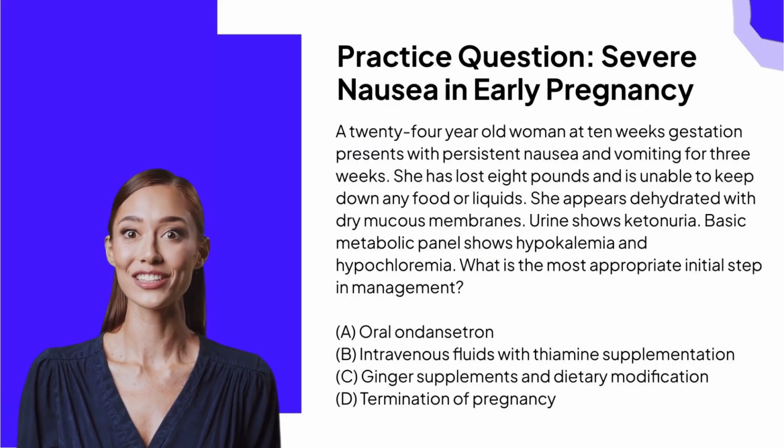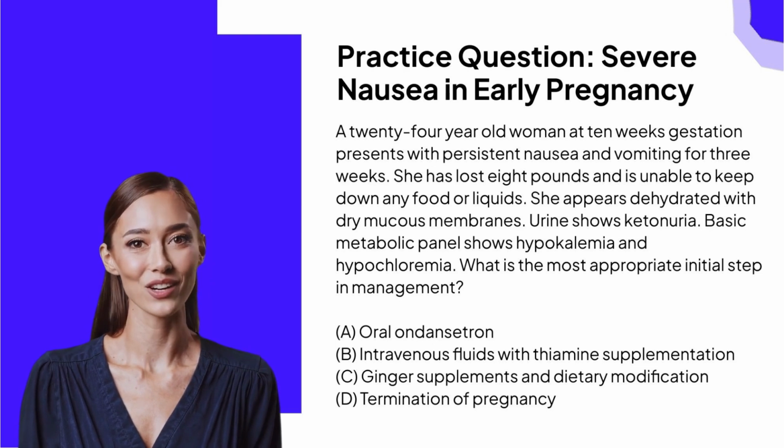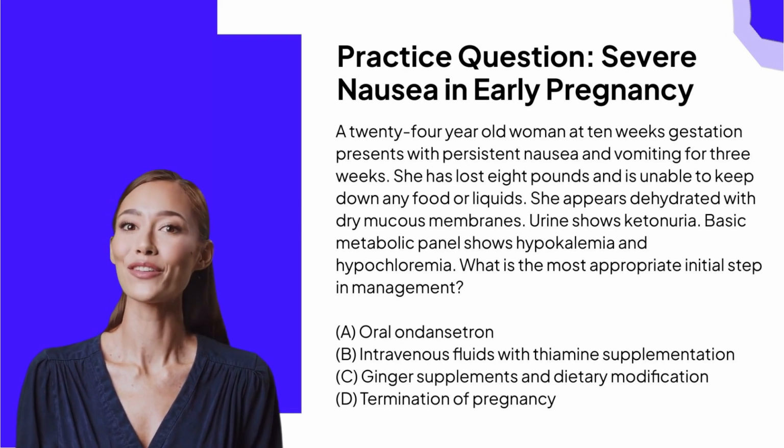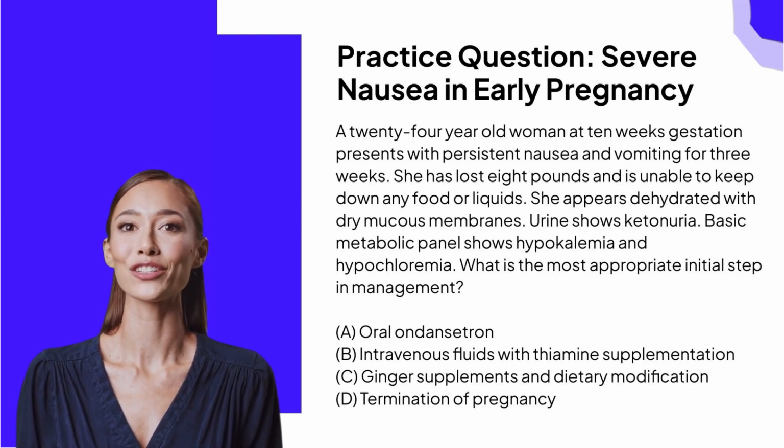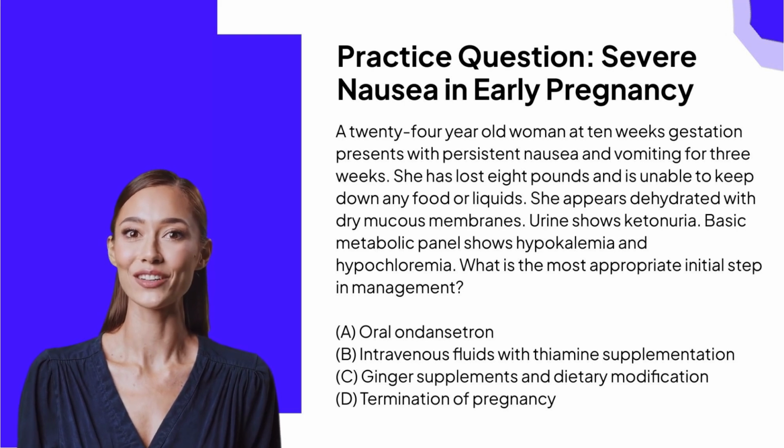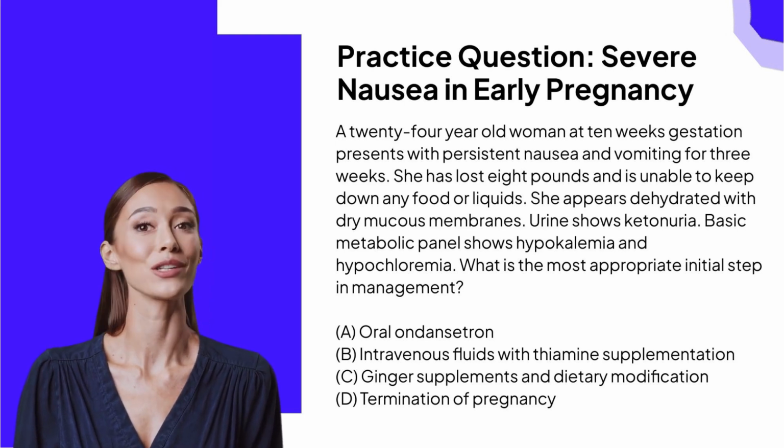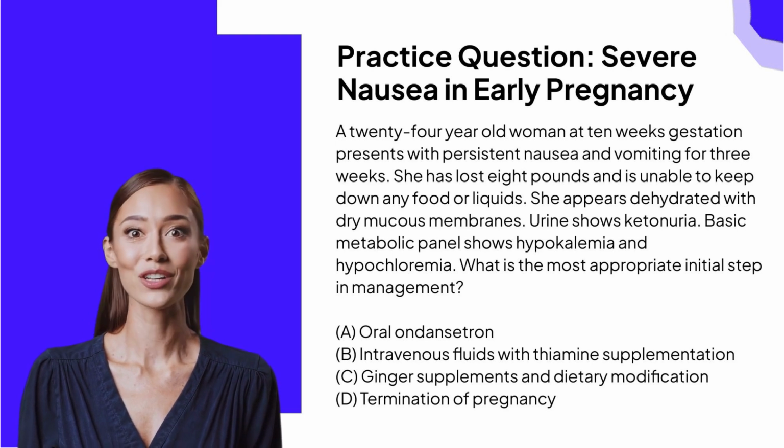Here is our third practice question. A 24-year-old woman at 10 weeks gestation presents with persistent nausea and vomiting for 3 weeks. She has lost 8 pounds and cannot keep down any food or liquids. She appears dehydrated with dry mucous membranes. Urine shows ketonuria. Her basic metabolic panel shows hypokalemia and hypochloremia.